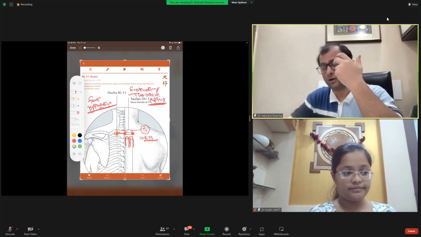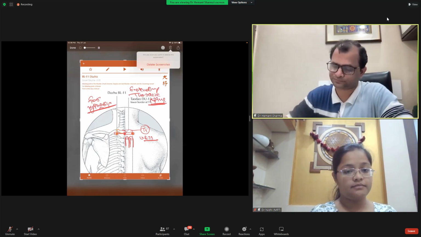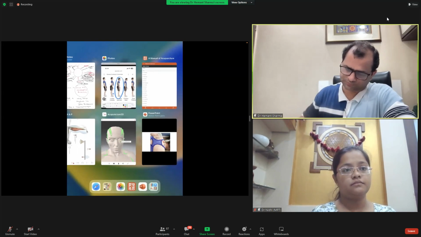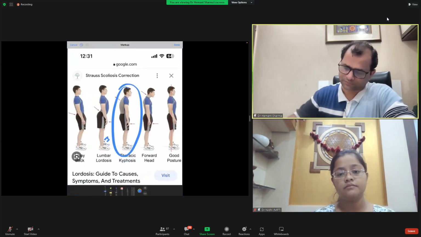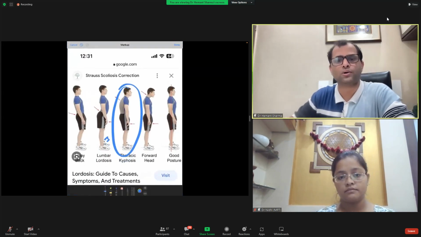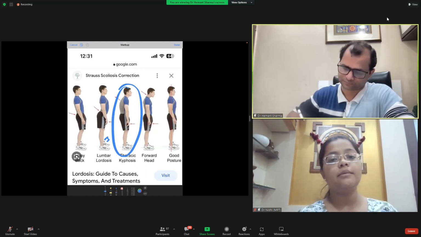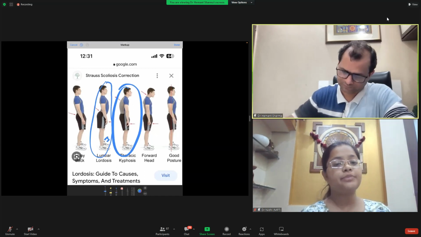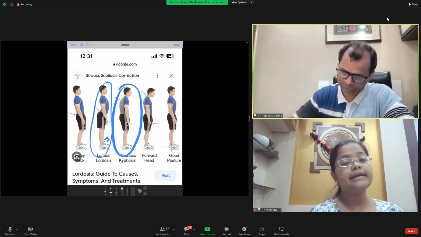Okay, now there is another condition that is called lordosis. The lumbar lordosis means an increase in the curvature of the lumbar spine. Anteriorly increased curvature of the lumbar spine is called lumbar lordosis.